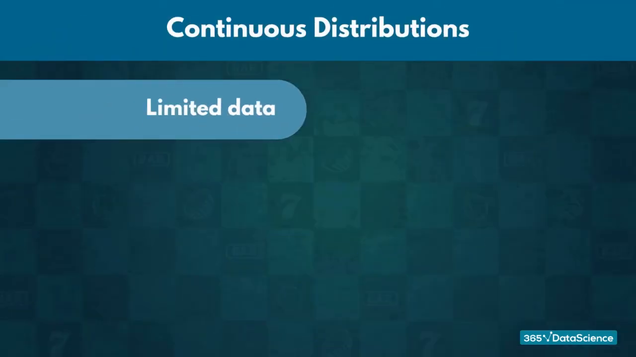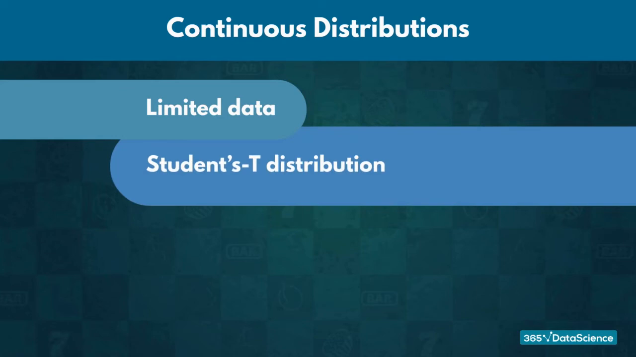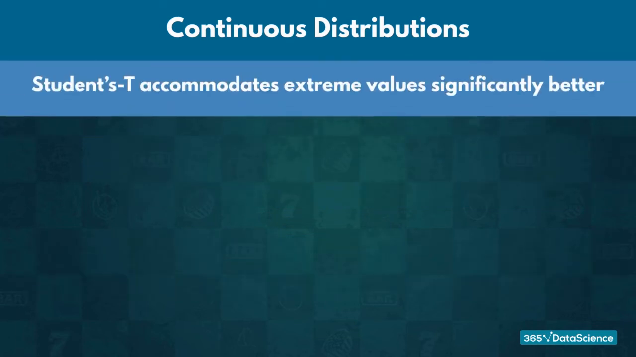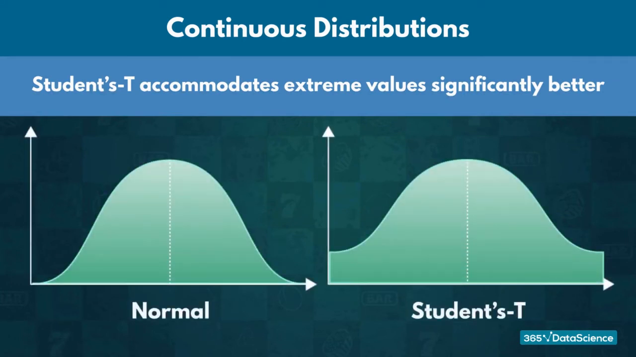Sometimes we have limited data for events that resemble a normal distribution. In those cases, we observe the student's t-distribution. It serves as a small sample approximation of a normal distribution. Another difference is that the student's t accommodates extreme values significantly better. Graphically, that is represented by the curve having fatter tails. Overall, this results in a larger number of values located far away from the mean, so the curve would probably more closely resemble a student's t-distribution than a normal distribution.